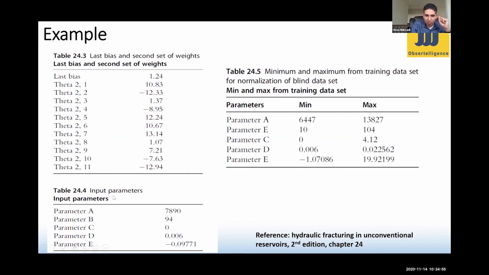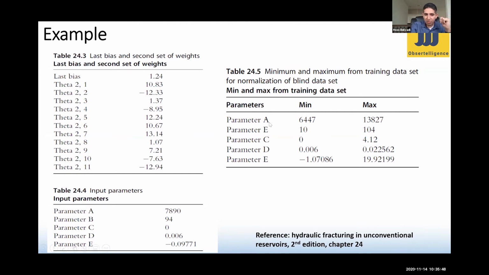And then these are your input features. You have parameter A through parameter E. You're trying to evaluate what happens to this set of features. You're trying to predict what happens when you feed the model a new data point. The new data points are 7890 for parameter A, 94 for parameter B, 0 for parameter C, 0.006 for parameter D, and minus 0.09771 for parameter E. So you're trying to evaluate what happens when you feed the model this new set of features in terms of your prediction. Is it going to be good, or is it going to be bad? In this case, it is a classification problem.